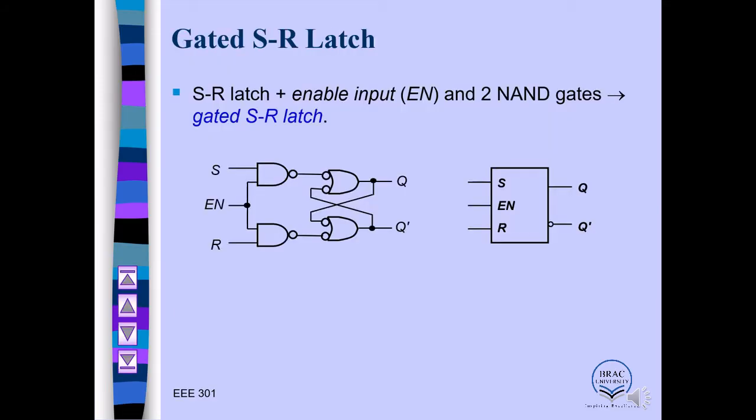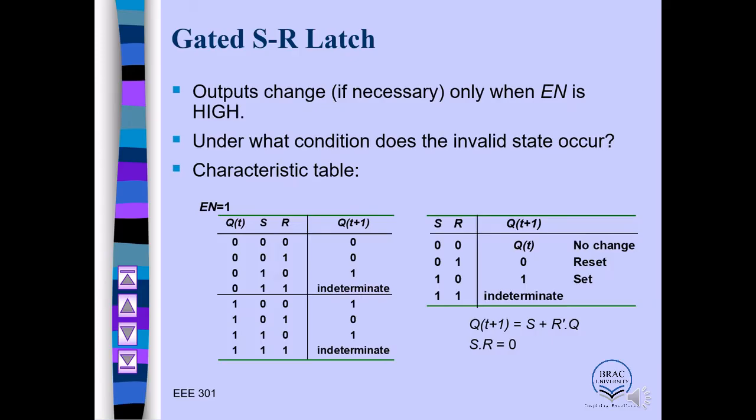Gated SR latch. So you can say this is your SR latch. This is your enable pin with 2 NAND gates. So SR latch, enable pin, and 2 NAND gates, all of this will produce that gated SR latch. That means it has a gate which is your EN. This is the typical block diagram: you have S, R, enable pin, Q, and Q prime.